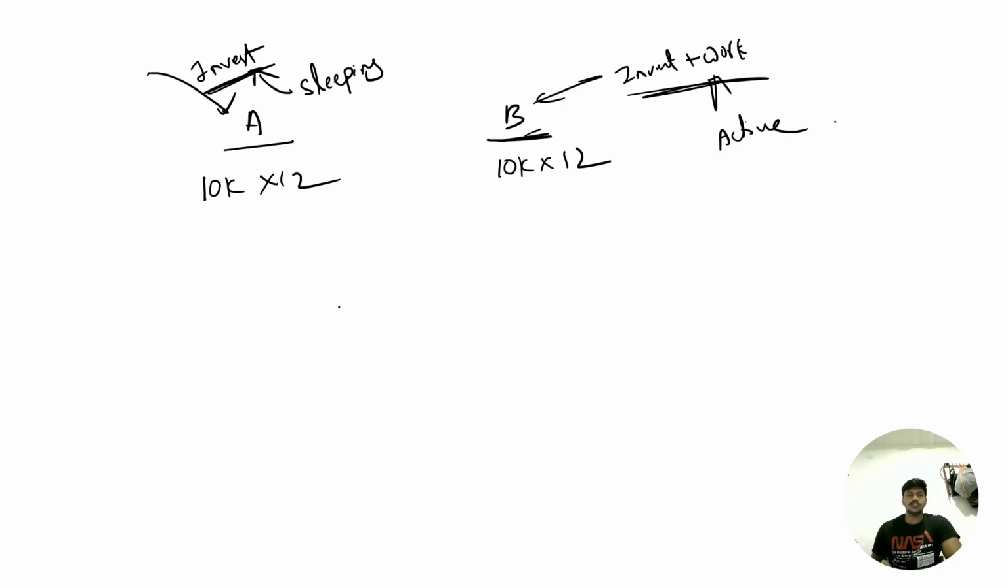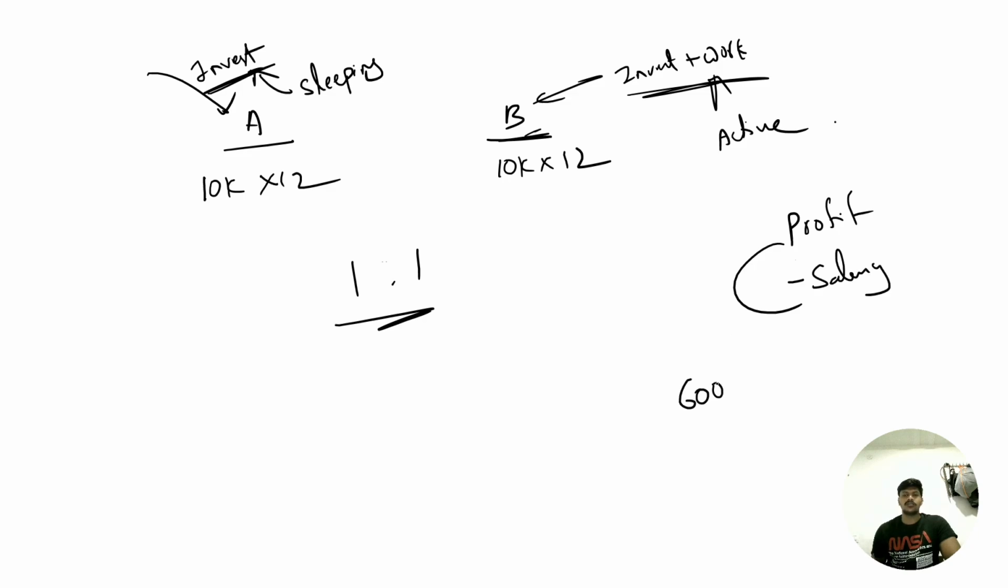Now what you have to do is, the ratio is 1:1 here. Don't worry about the ratio. First, from your profit, subtract the salary. Like, let us take that your profit is 6,000 and B's salary is 100 rupees per month. Then you have to first subtract your 1,200 rupees yearly salary. The left out is going to be 4,800.